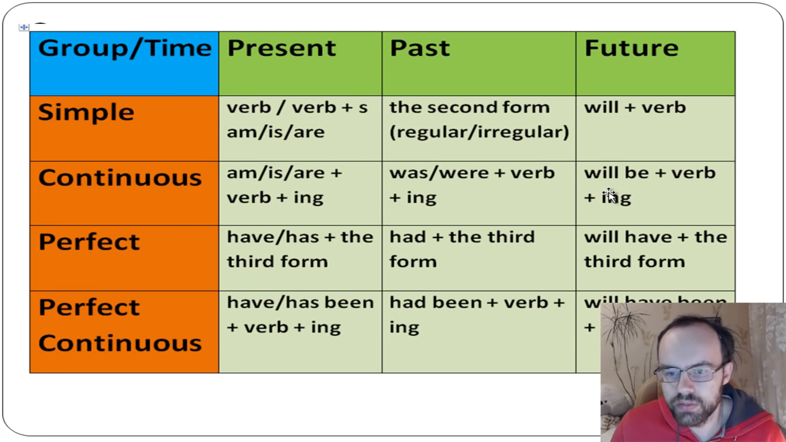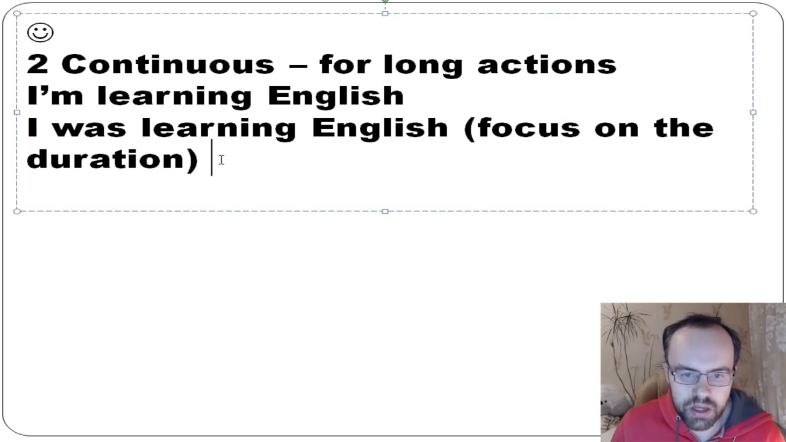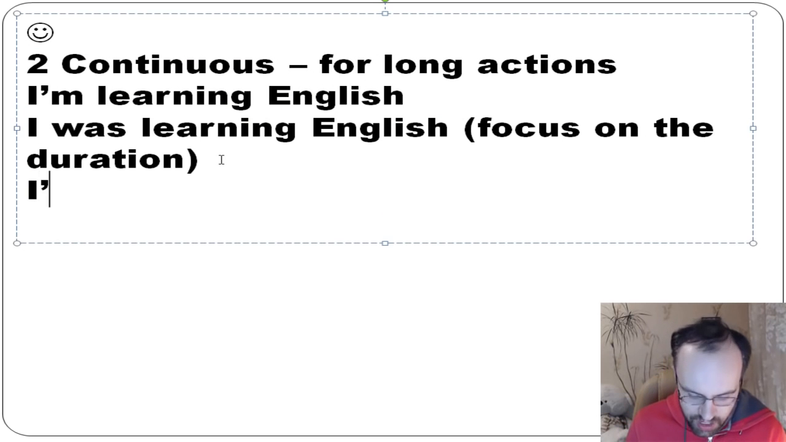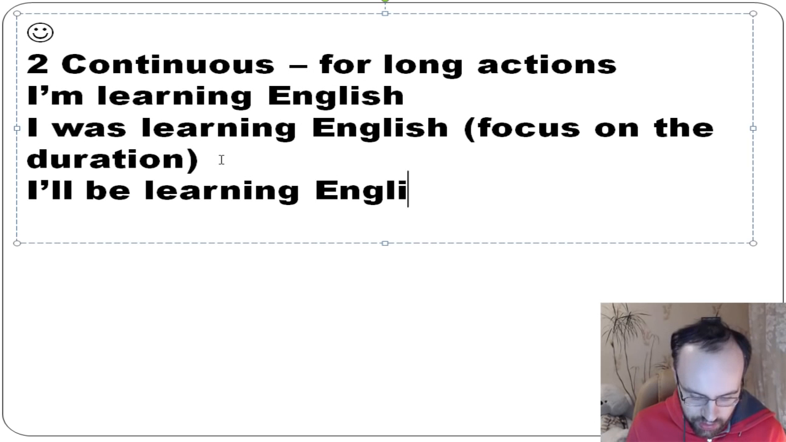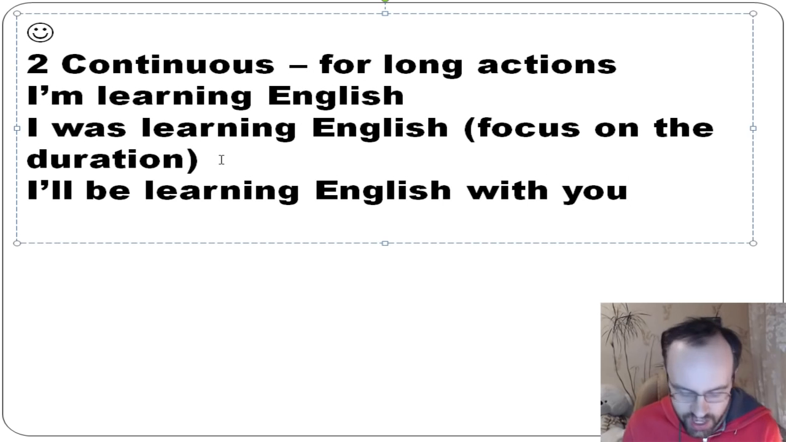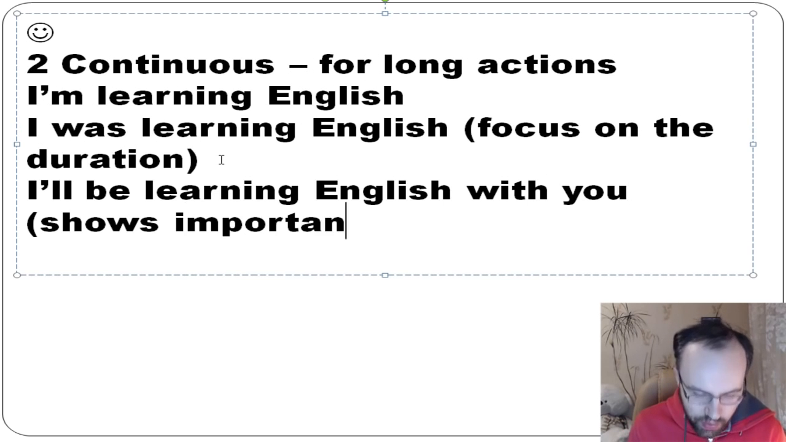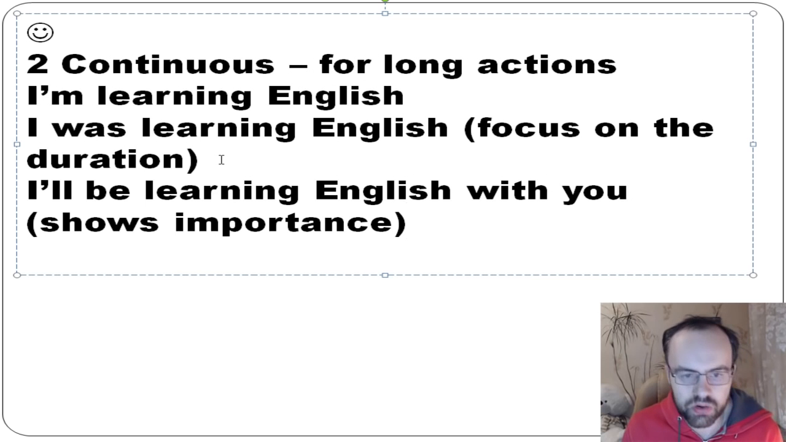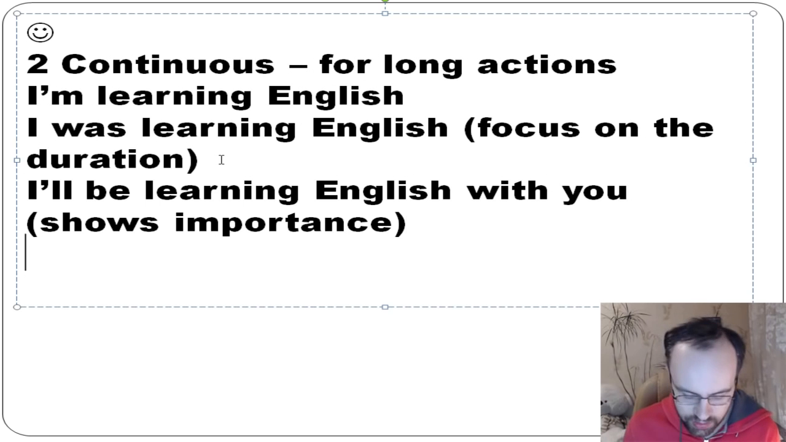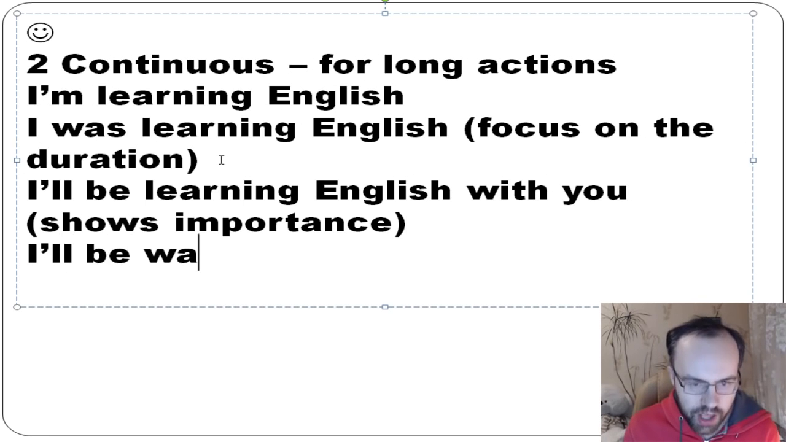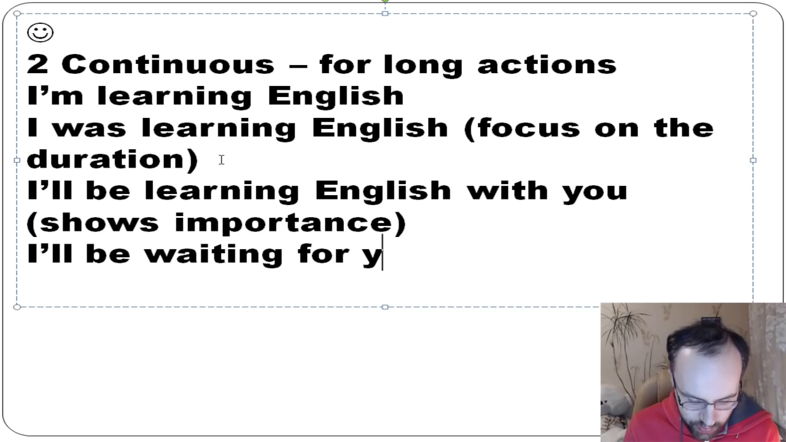And we can say it in the future. For example, I'll be learning English with you. So it's a long action, and it shows importance. It really shows that it's important for you. I'll be learning English with you, or you can say that I'll be waiting for you. It's a very common example. So I'll be waiting for you.